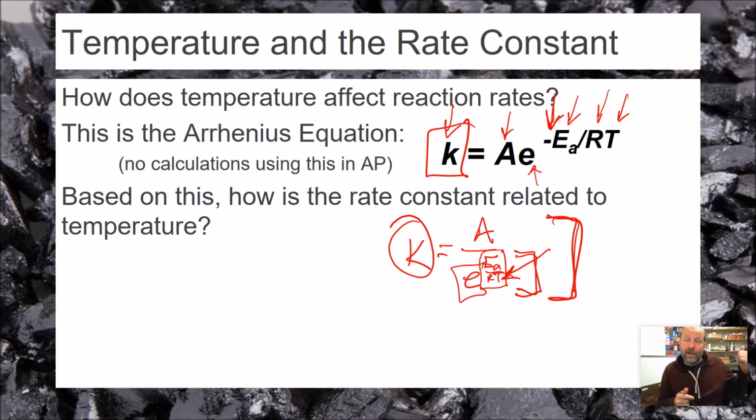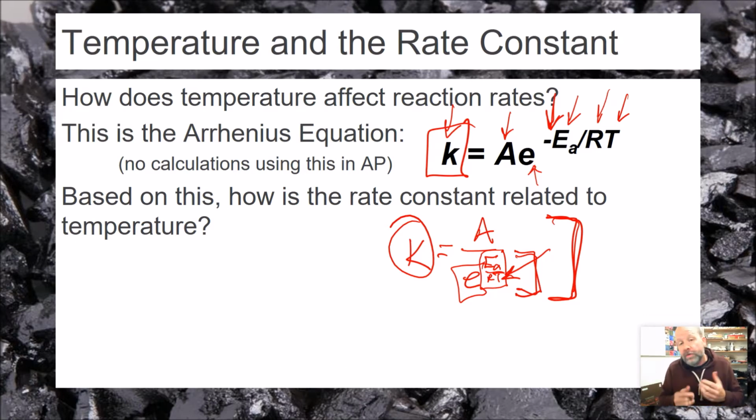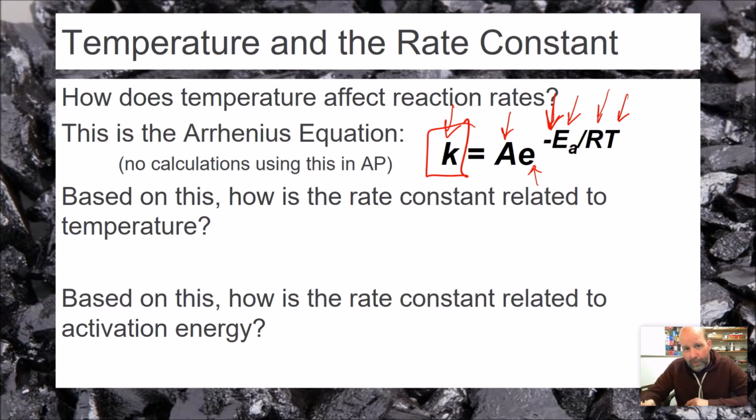Because a larger K is going to mean a larger rate. So raising the temperature raises K and therefore raises the rate. Temperature affects K, which is something I've said before. Also based on this, how is the rate constant related to activation energy?